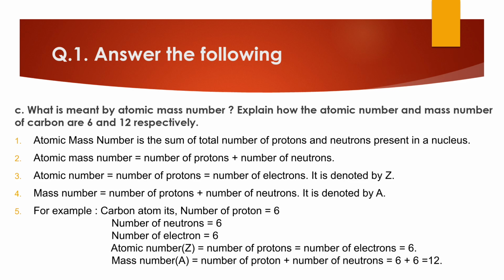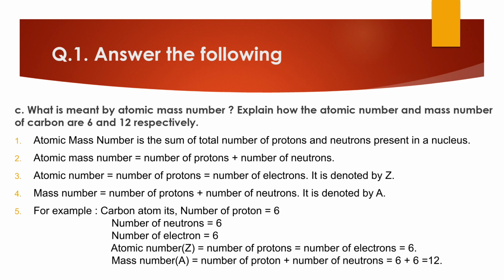What is meant by atomic mass number? Explain how the atomic number and mass number of carbon are 6 and 12 respectively. So atomic mass number is the sum of the total number of protons and neutrons present in the nucleus. Atomic mass number is equal to the number of protons plus the number of neutrons. Atomic number is equal to the number of protons, which is equal to the number of electrons, and this atomic number is denoted by Z. Atomic mass number, which is the total of protons and neutrons, is denoted by A.